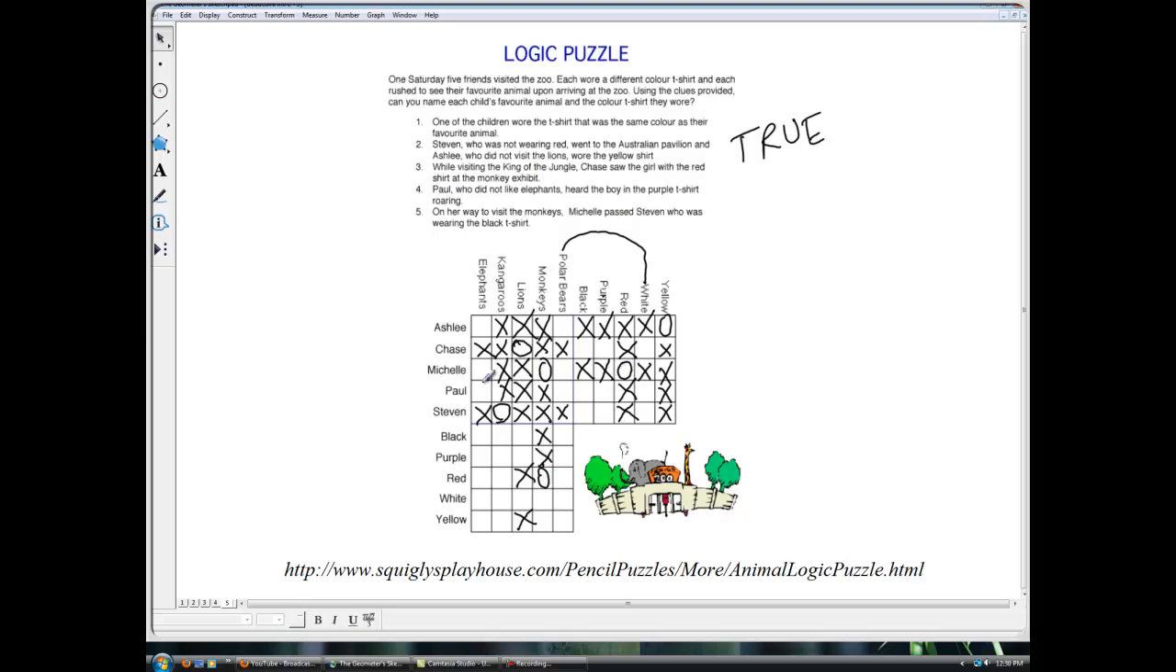Paul, who did not like elephants, therefore must have liked polar bears, which is the same color, white. Polar bears correspond with white. Next, we heard the boy in the purple t-shirt, so a boy must be wearing purple, which leaves us with Stephen as purple. Stephen saw kangaroos, kangaroos correspond to purple. By process of elimination, Chase had to be wearing black, so lions correspond with black. Michelle liked the monkeys, so we've eliminated all other possibilities. And now Ashley was wearing yellow and went to see the elephants. Thanks for watching. Keep practicing.